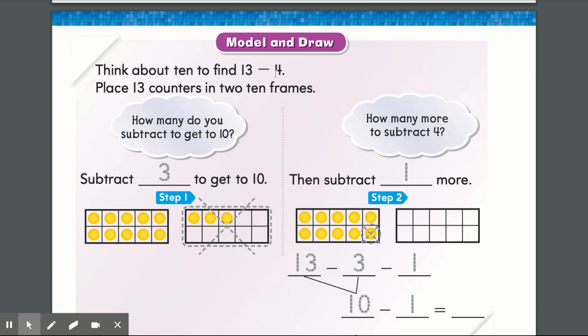So instead of taking away the full 4, they just took away 3 on this 10 frame, and then they took away 1 more on that 10 frame. So at first they took away 3 to make 10. So 13 minus 3 equals 10. And then they took away 1 more, because remember our problem was 13 minus 4. So now they do 10 minus 1. What is 10 minus 1? That's right, 9. So our answer to the entire problem, 13 minus 4, is 9.